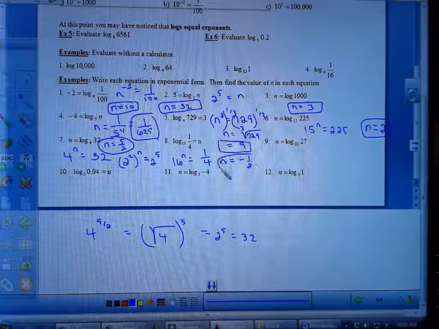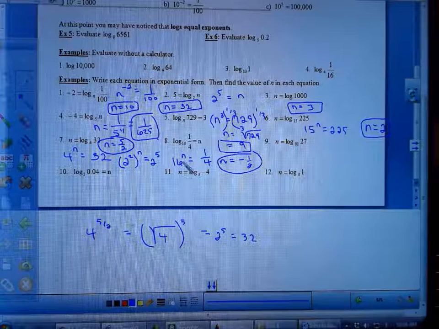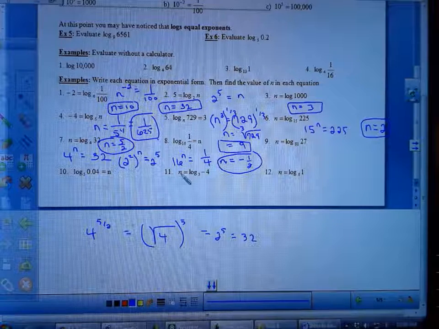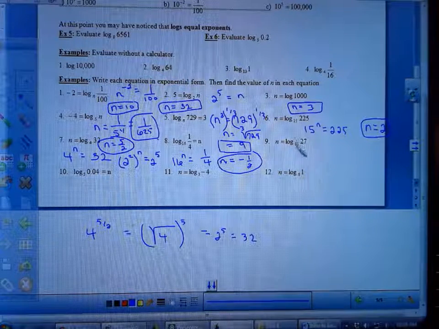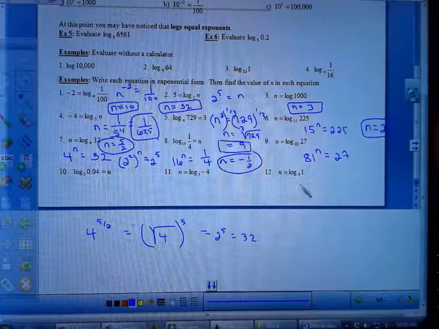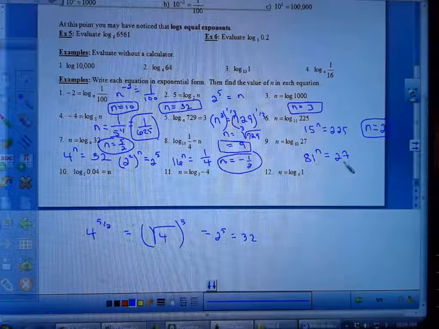Now, if you need to change bases, you can surely do that. So do you understand if I take 16 and raise it to the negative 1/2, I'm really taking the square root of 16, but in the denominator. So that's where the 4 is coming from. Okay, number 9, 81, is that an 81? 81 to the nth power is equal to 27. Now, this is probably a good change of base problem. Okay, 81 and 27 have what base in common?